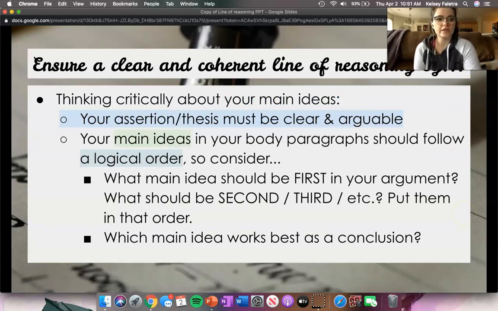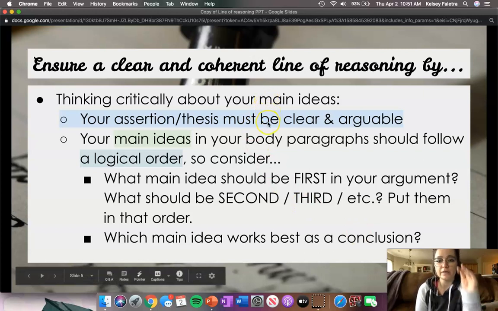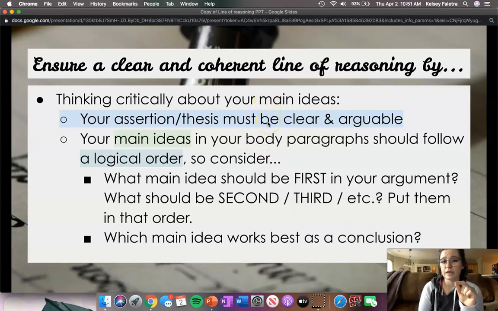To ensure that you have a clear line of reasoning, be thinking very critically about your main ideas. As I'm reading an argument prompt, I might jot down my supports and my ideas, and then number them and say, okay, this one is the most effective for the first one, this one's most effective for the second one. I think my concession refutation needs to be the second to last paragraph, and I'm going to end with my strongest point, right?